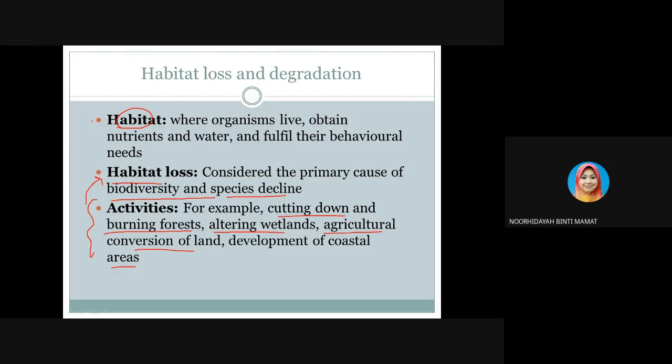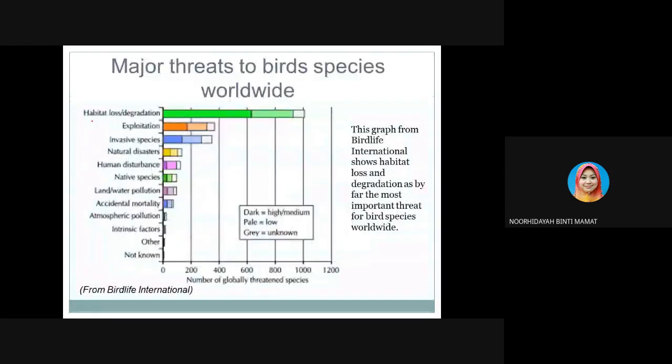So these activities will contribute to the loss of animal habitat. As you can see from this graph from BirdLife International, habitat loss and degradation is by far the most important threat for bird species worldwide. So this is an important threat to animals.